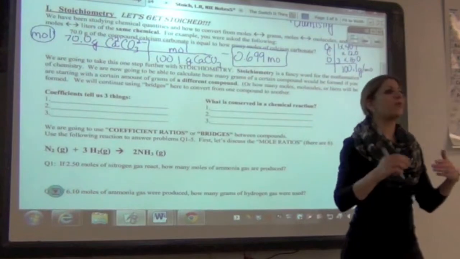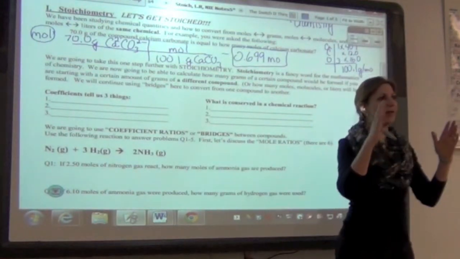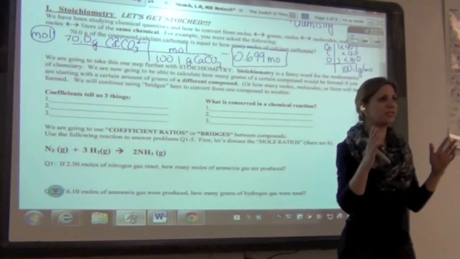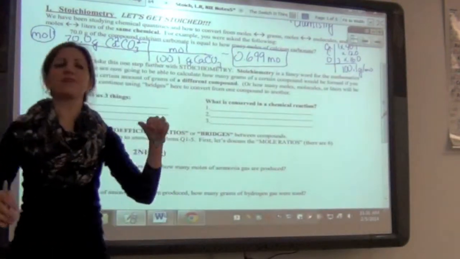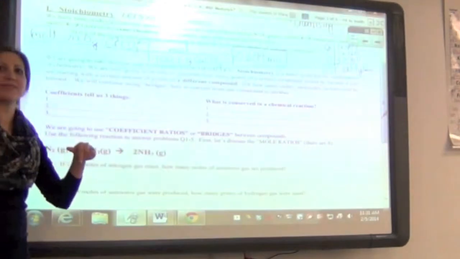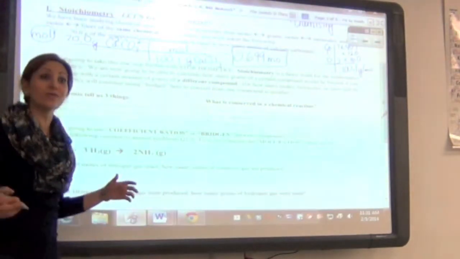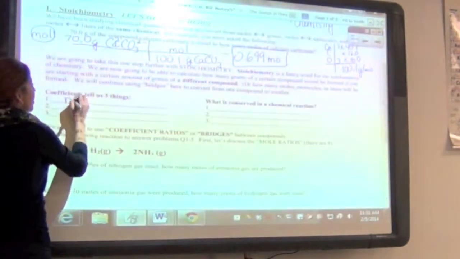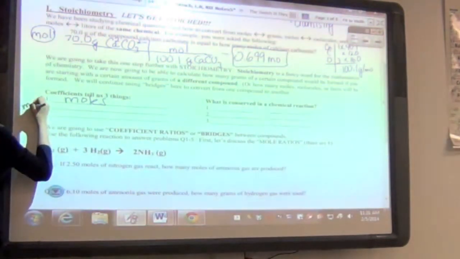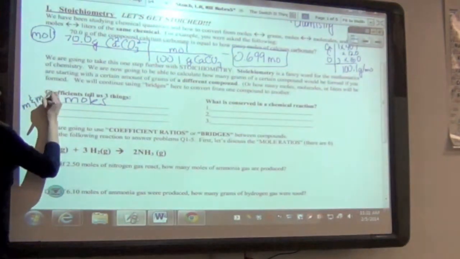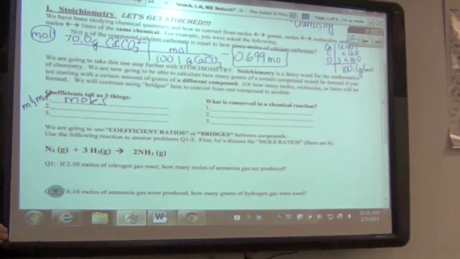Okay, we talked about when we did balancing equations, we talked about those coefficients. What are the coefficients? The numbers in front. Do you remember what those coefficients tell us? What do those represent? Starts with an M, you can just say it. Moles. Everybody say it. Moles. Coefficients tell us moles. I like to remember this as like M&Ms. How many of you guys like M&Ms out there? I'm an M&M lover.